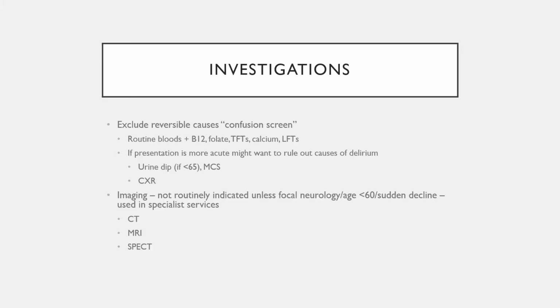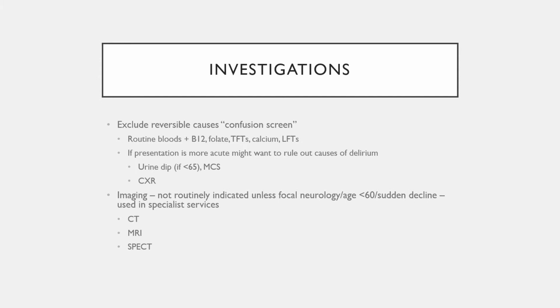And then investigations to consider. So it's important to exclude reversible causes, and how you approach this will depend on the presentation. So you'll often do routine bloods, so full blood count, U&Es, LFTs, CRP, and then include things like B12, folate, thyroid function, calcium, liver function tests, just to rule out any acute pathologies or reversible causes of dementia and confusion.